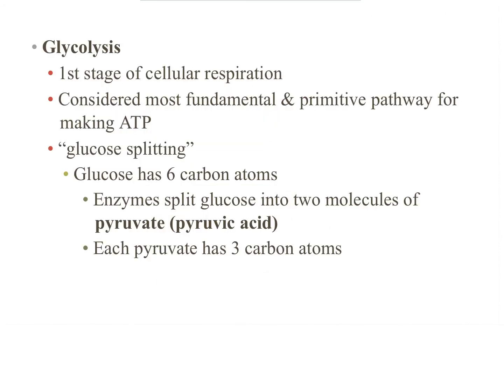So for glycolysis, stage 1 of cellular respiration. Again, the primitive, the initial pathway for energy does not require oxygen, so it happens with aerobic or anaerobic cellular respiration. And we're going to see glucose, a 6-carbon molecule, split into 2 3-carbon molecules. So what exactly is going on here? When we start glycolysis, energy is required to get it going, right? I said you need to have that initial investment.